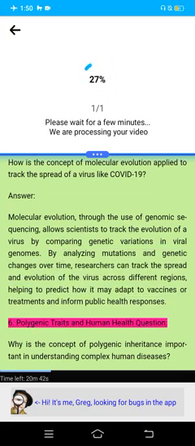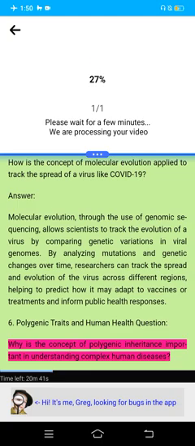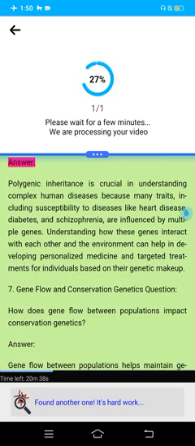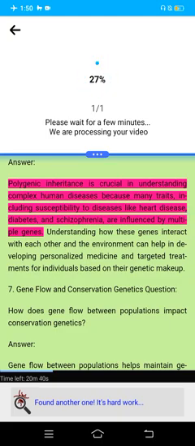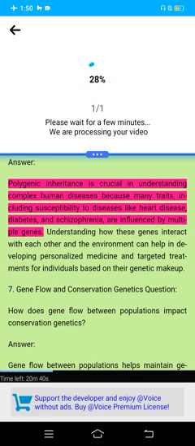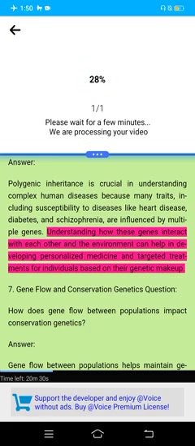6. Polygenic traits in human health. Question: Is the concept of polygenic inheritance important in understanding complex human diseases? Answer. Polygenic inheritance is crucial in understanding complex human diseases because many traits, including susceptibility to diseases like heart disease, diabetes, and schizophrenia, are influenced by multiple genes. Understanding how genes interact with each other and the environment can help in developing personalized medicine and targeted treatments for individuals based on their genetic makeup.